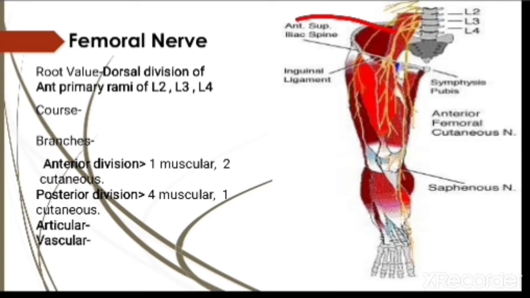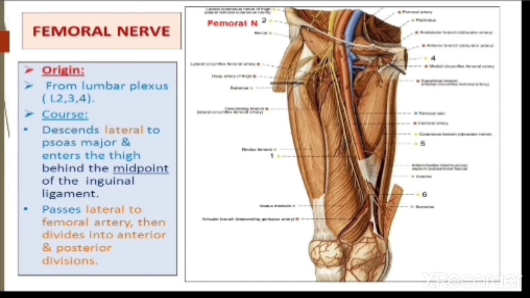Articular means to the joint. So the femoral nerve also provides branches to the hip joint and knee joint. And vascular branch means branch to the vessels. So it is providing branches to the femoral artery and its branches. So this is the femoral nerve, as we have discussed earlier.